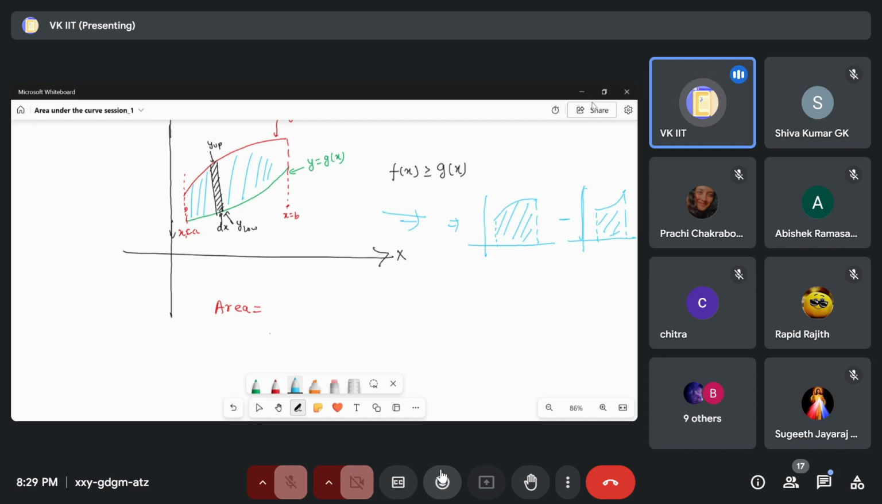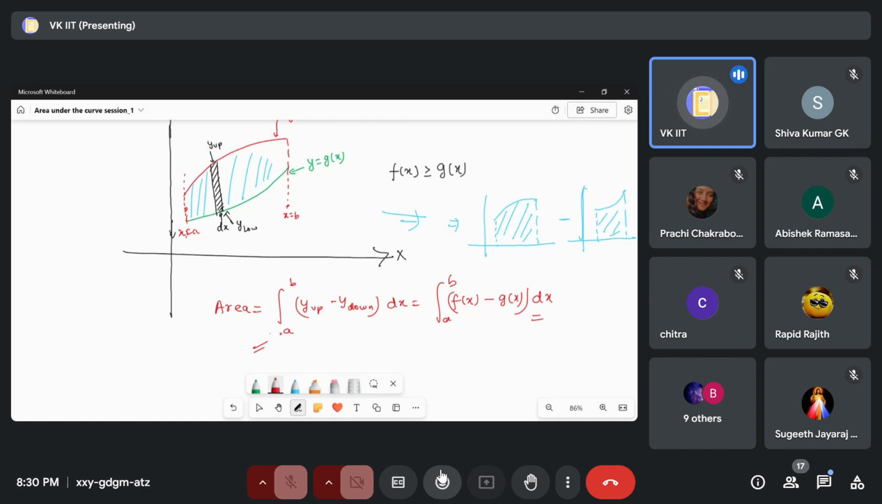y down is g(x), y up is f(x). So just simply write the formula again: from limit a to b, y up minus y down into dx. So again, a to b, y up is nothing but the f(x) function, y low is nothing but the g(x) function. That's it. That is your area. Quickly note it down. This is done.